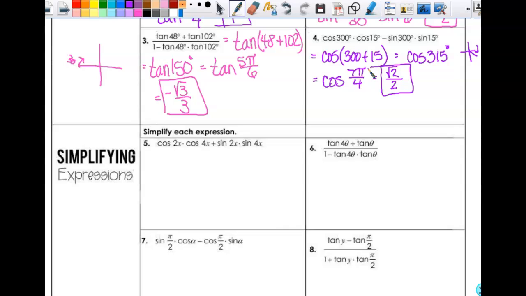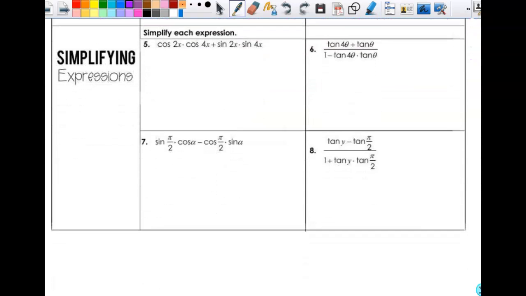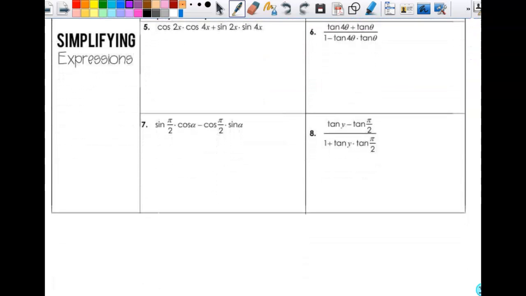When we simplify, sometimes we get down to a number, but more often you're going to get a trig expression of some sort. So let's look at number 5, using this chart here. Even though you don't have to have these memorized, you should be familiar enough with them that if you see something like number 5, you think, that kind of looks like something on my chart. You know it enough to go, I think that's probably on there somewhere.